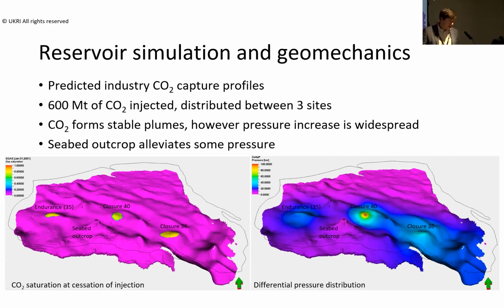But what I'm more interested in for the purpose of this talk is the right-hand plot, which shows the pressure increase at the end of the injection period, where we see the pressure increase is really quite widespread. It's highest there in the center of the model, in the vicinity of the site known as Closure 40, where it reaches pressure increases of almost 100 bars. So really quite significant and really quite widespread across this whole region.